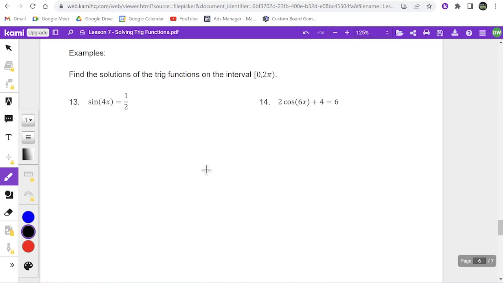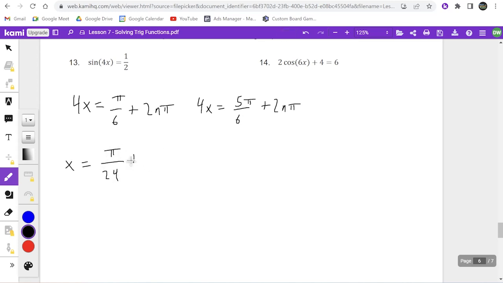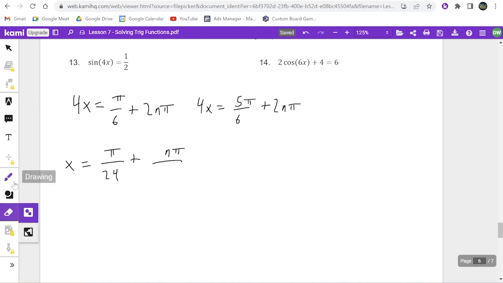So, first we have sine 4x equals 1/2. First thing I got to do is ask myself, where does sine equal 1/2? This one's easy. I'll get 4x equals pi over 6. I still write plus 2n pi. But you're going to see that that's not the final answer. The other solution I get is 4x equals, we also need quadrant 2 because that's where sine's positive, quadrants 1 and 2. So 5 pi over 6 plus 2n pi. And then if I want to solve for x, I have to divide everything by 4. So I'm going to get x equals pi over 24 plus 2n pi over 4, which is the same thing as n pi over 2.